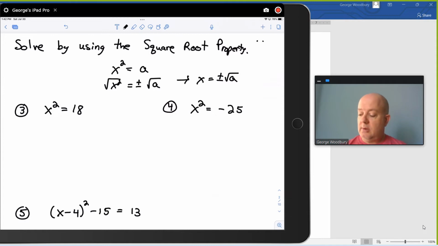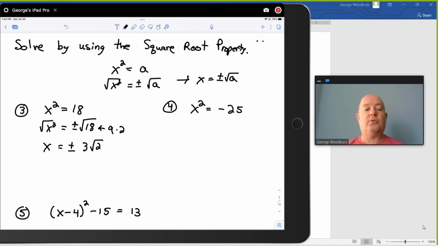For problem 3, begin by taking the square root of both sides. The square root of x squared equals plus or minus the square root of 18. The square root of x squared is simply x, so that's how we get the square away from the x. And on the right-hand side, we have to simplify the square root of 18. Notice that 18 is 9 times 2, and we know the square root of 9, so that becomes 3 times the square root of 2. If we were to list these in a solution set, we want to separate these out. One is the negative solution, negative 3 square root of 2. The other is the positive solution, 3 square root of 2.